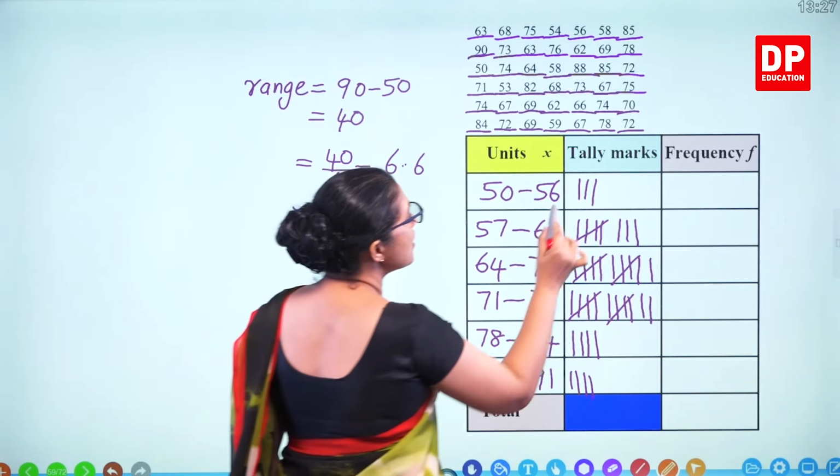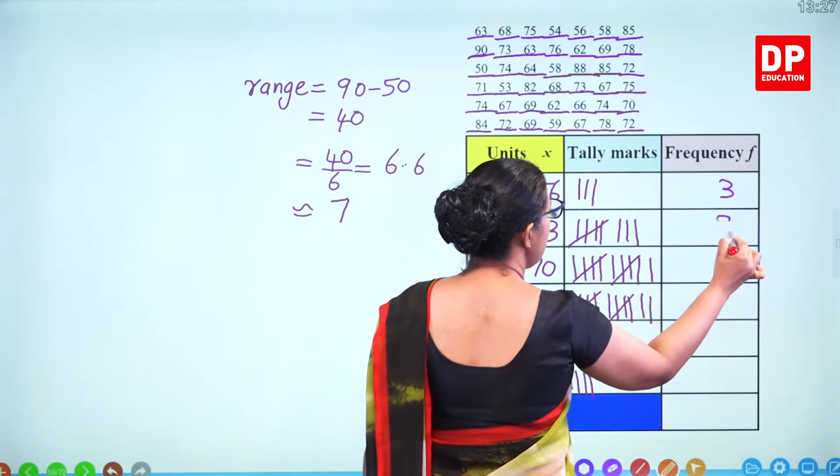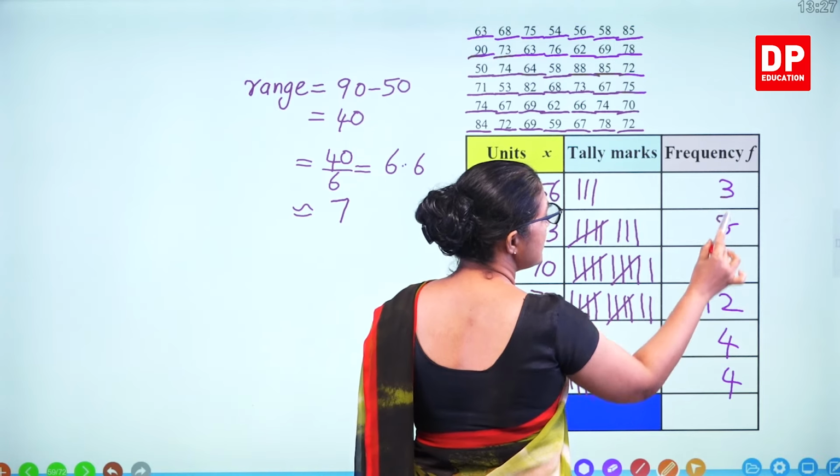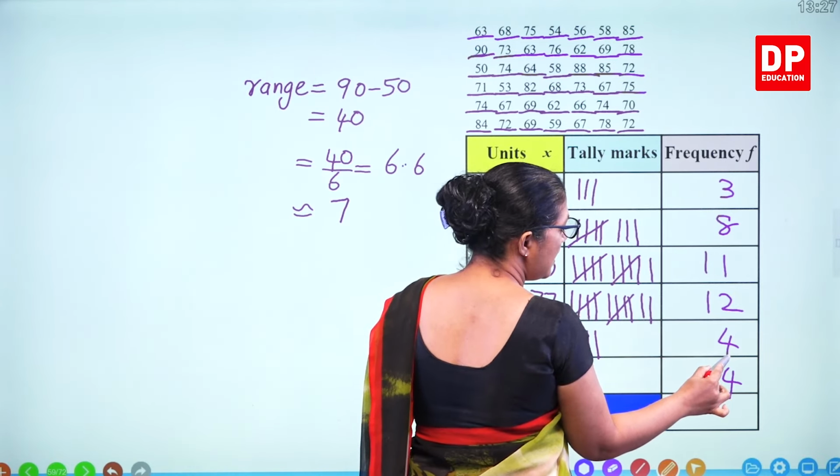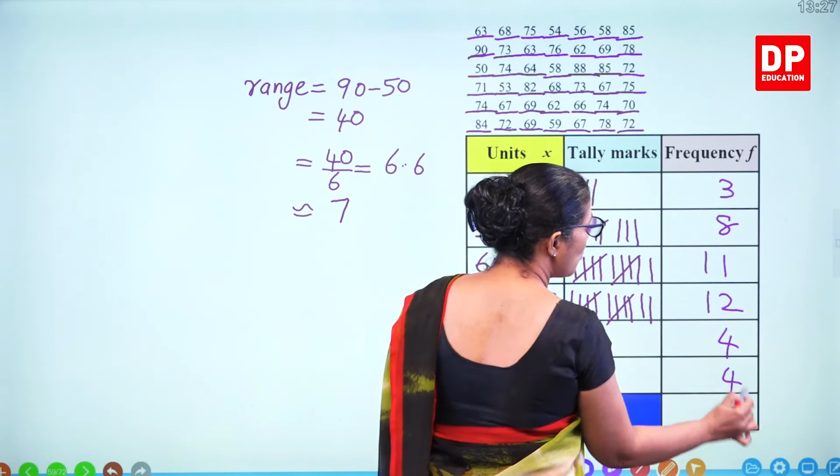Now we'll see the count. 3, 8, 11, 12, 4 and 4. Take the total and see. 10, 13, 14, 18 plus 4, 22. 42 altogether. Just check. 1, 2, 3, 4, 5, 6, 7. 1, 2, 3, 4, 5, 6. 6 times 7, 42. So that's correct. So this is the grouped frequency distribution.